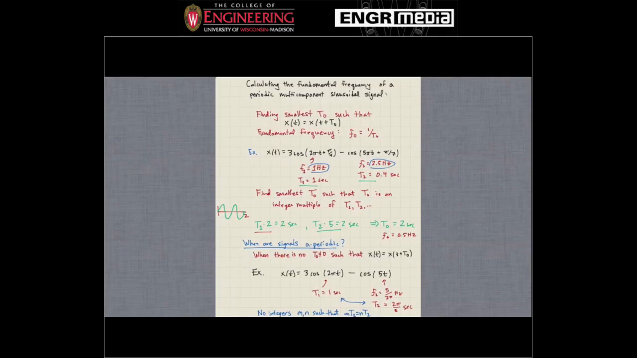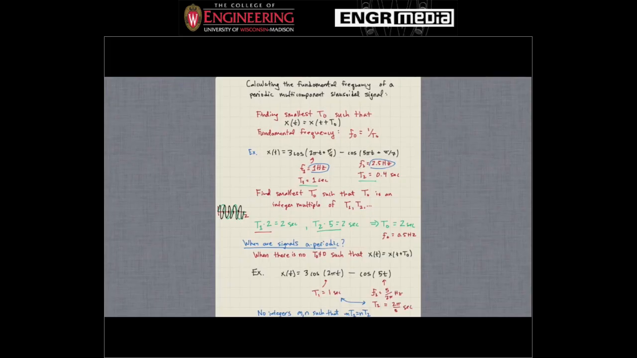So say 1, 2, 3, 4, 5. Okay. So we have these 2 signals, right? The first one in 2 seconds completes 2 periods. The second one, in 2 seconds, completes 5 periods.